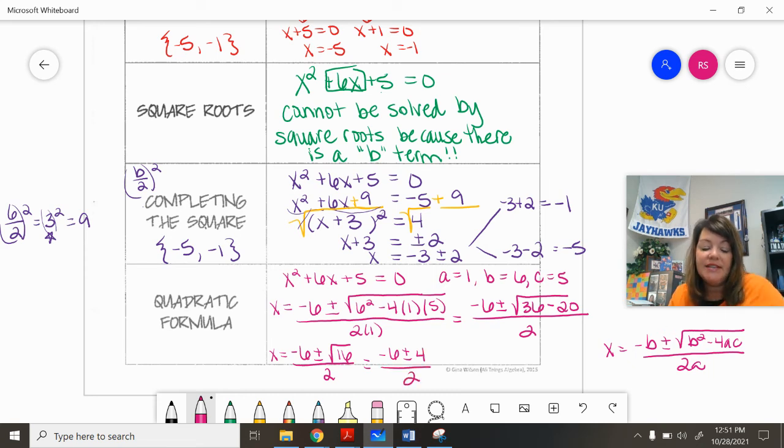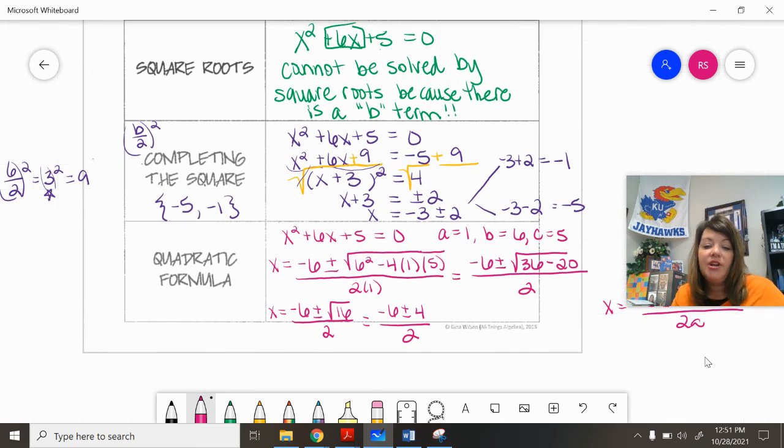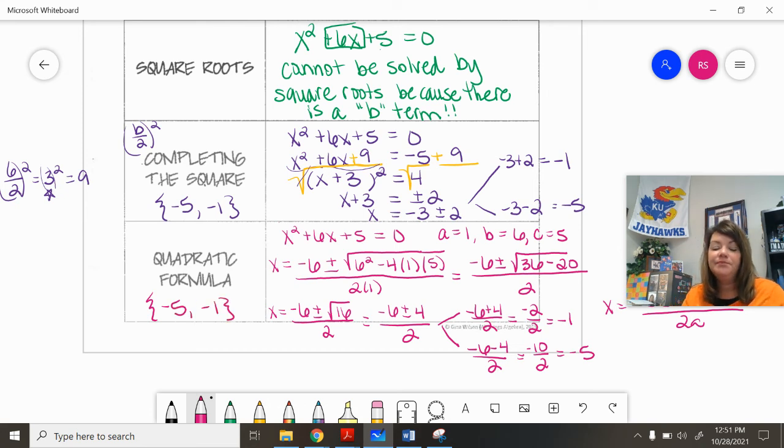So now I'm going to break this into my two solutions: -6 plus 4 over 2 and -6 minus 4 over 2. -6 plus 4 is -2 over 2, which is -1. -6 minus 4 is -10 over 2, which is -5. So once again, solving the same equation using the quadratic formula, I get -5 and -1.